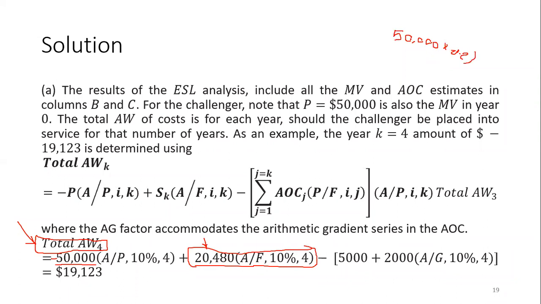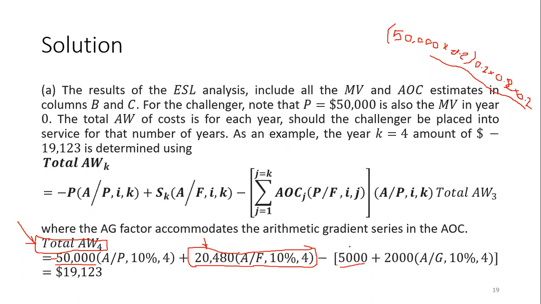Then for the second year, we multiply it again by 0.2. Then for the third year, it's multiplied by 0.2. For the fourth year, we multiply it by 0.2. So this number equals 20,480 for the fourth year. This is the market value of the alternative after 4 years.